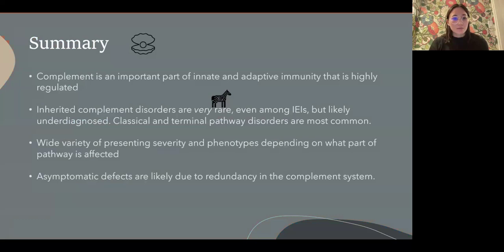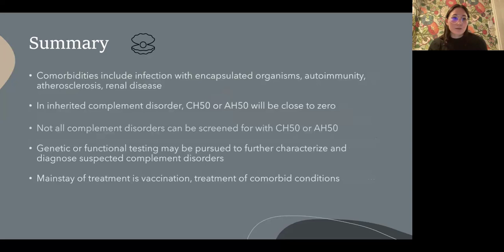So in summary, complement is very important for our innate and adaptive immunity, and it's highly regulated. Overall, these disorders are quite rare, even amongst our inborn errors of immunity, but it's possible that if you looked for more complement disorders, you could find them because there are certain ones that are prevalent in the general population. As we saw, there's a big variety of severity and different phenotypes, depending on where your complement is affected. And some of the patients who don't have any symptoms, we think is due to the redundancy of our complement system.